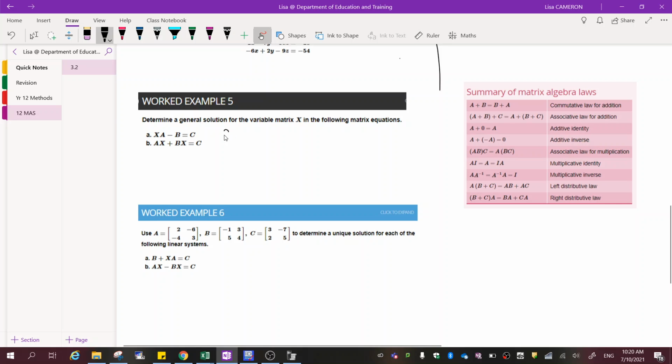okay, let's do A. So if I have XA minus B is equal to C. If this was a regular equation, if I had 2x minus 1, I'd take the minus 1 across first by doing the opposite. Now, it's going to be the same here because we're going to be adding B to get it to the other side. That's going to give me, this is what I'm left with.